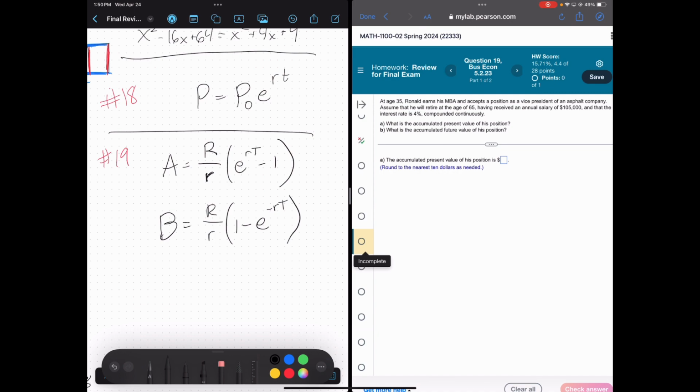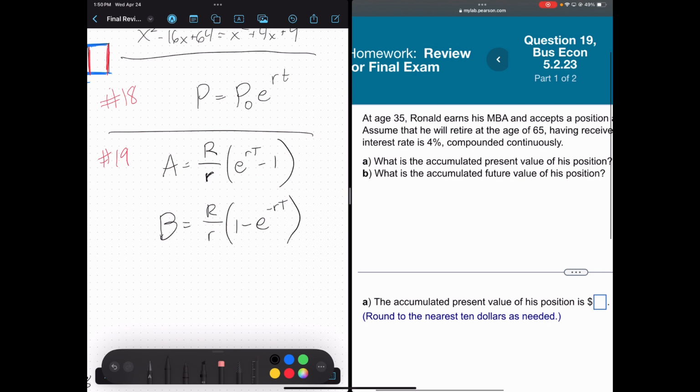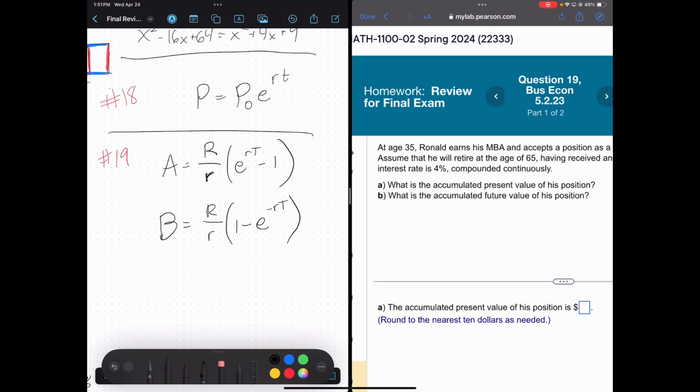And very nice. You'll notice part A and B are just find the accumulated present value, find the accumulated future value. So you're just going to use both of these formulas here. Remember, in order to use these nice simple formulas, what are we assuming about my income stream? It's continuous. And it stays the same. Right, it's staying the same. What are we assuming about Ronald with his vice president position? He doesn't get a raise at all, right? So that's what we're assuming in order to make this a little bit simpler.